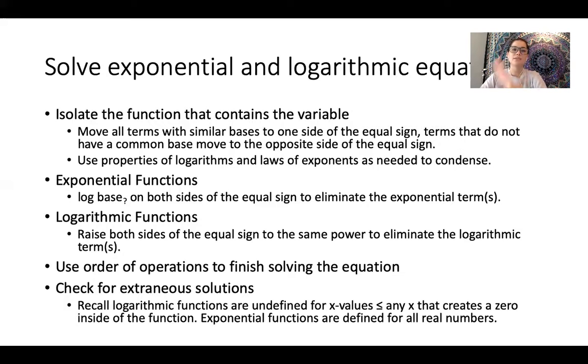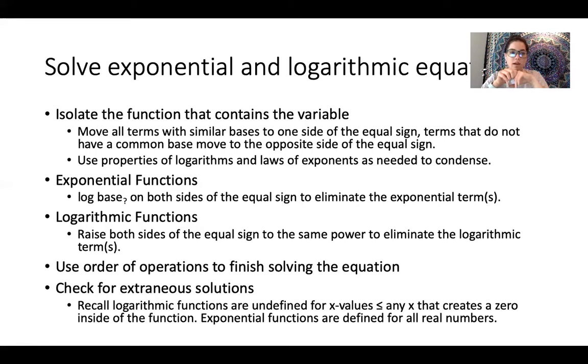All right, so if we are solving exponential and logarithmic equations, our first step is always going to be to isolate the function that contains the variable. So there's going to be a lot of pieces in our equation, right? And the first thing we need to do is get whatever piece has the variable in it by itself, right? We need to move all terms with similar bases to one side of the equal sign, and terms that do not have a common base need to go to the other side of our equal sign. We can then use properties of logarithms and laws of exponents if we need to condense things and simplify them a little bit.